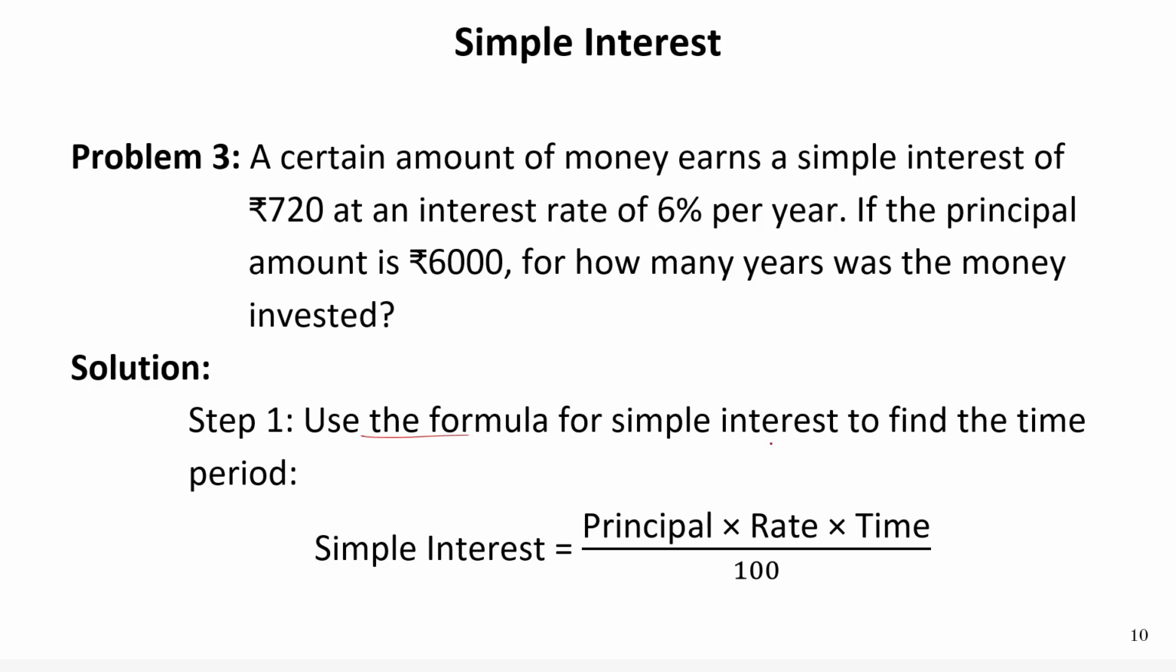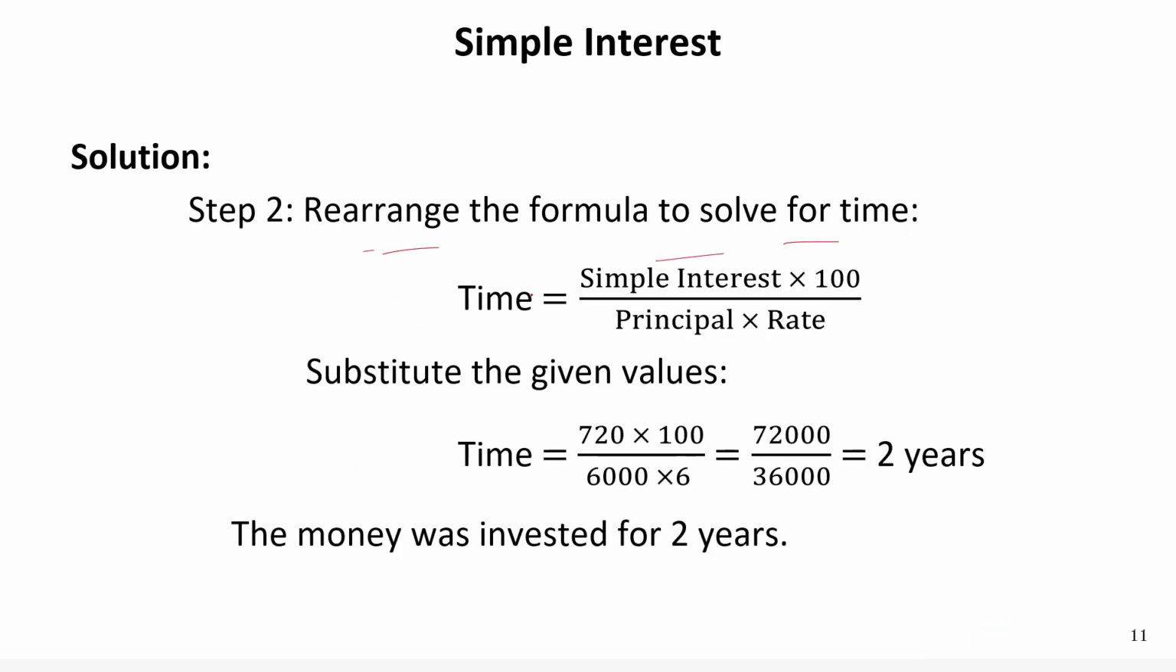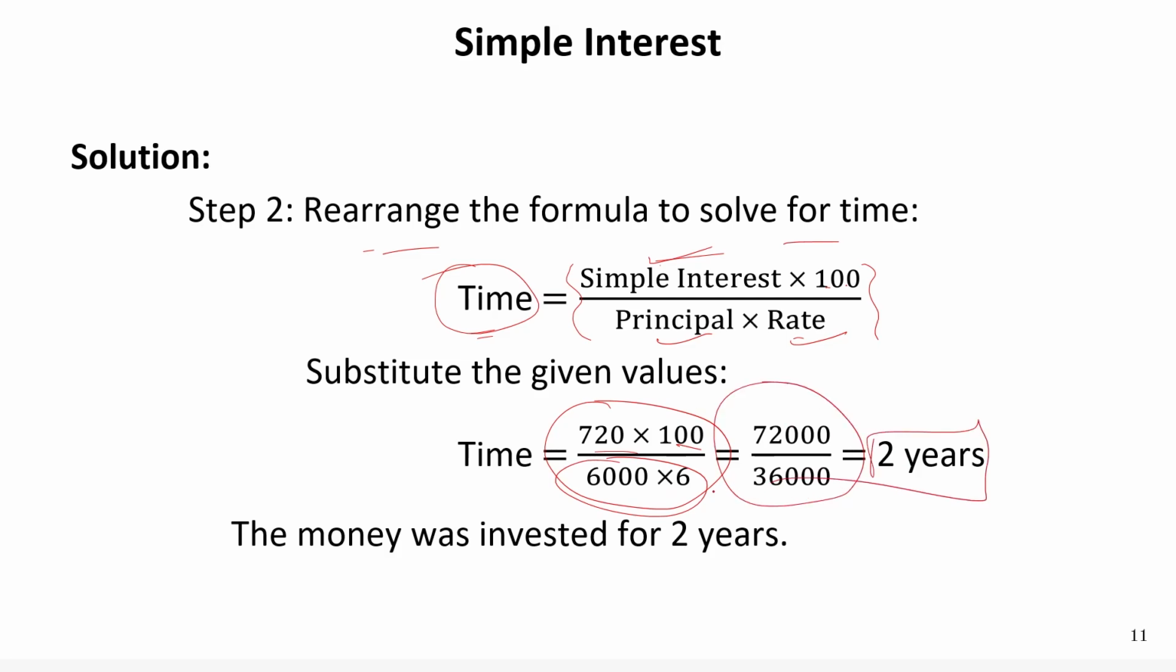Okay, so using the formula for simple interest, simple interest is equal to principal into rate into time by 100, right? So rearranging the formula to solve for time, that is keeping the time on the left hand side as it is the unknown here, and all the other known terms on the right hand side, because we know the simple interest, principal and rate. Simple interest is 720 and it is multiplied by 100, and in the denominator what we have is principal into rate, that is 6000 into 6%. So substituting these values, what we are left with is 720 into 100 whole by 6000 into 6, which is 72,000 by 36,000. That is equal to 2 years, right? So the money was actually invested for 2 years. So this is the correct answer.